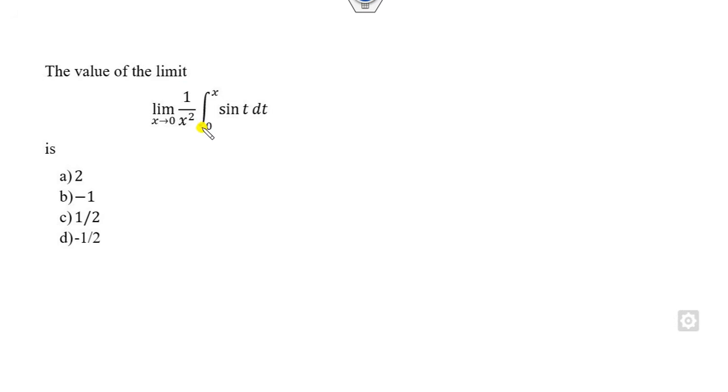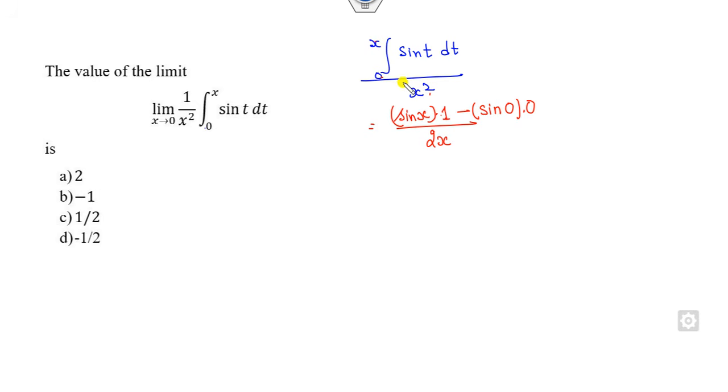Look at this another one. It's again a 0 to 0, so it's again a 0 by 0 form. So I can again apply the L'Hopital rule. So what is the L'Hopital rule? Divided by, here is 2x, it is sine x into the derivative of x, which is 1, sine of 0 into the derivative of 0, which is 0. So what is that? It's sine x over 2x as the limit x approaches 0. What is that? It's 1 over 2, which is the right answer of the problem.